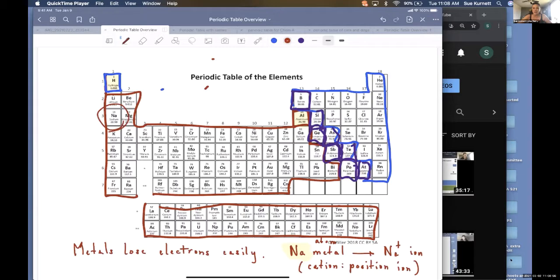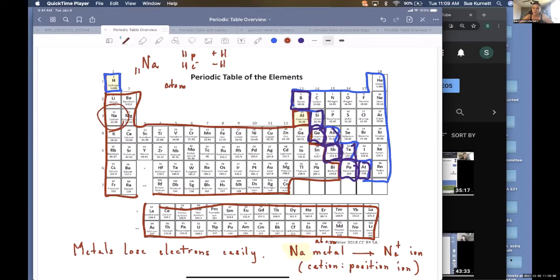metal or atom or ion. An atom of sodium has an equal number of electrons. So here's sodium. It's element number 11. It has 11 protons. Each proton has a +1 charge, so there's a +11 charge in the nucleus. And then it has electrons. If it's an atom, it's going to have 11 electrons with a -11 charge outside the nucleus.